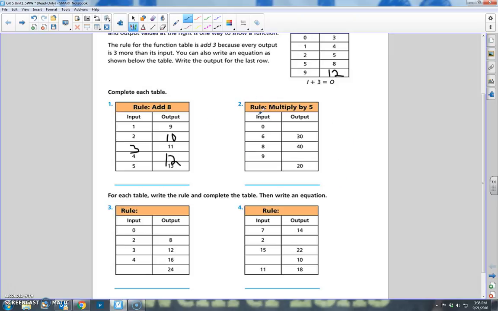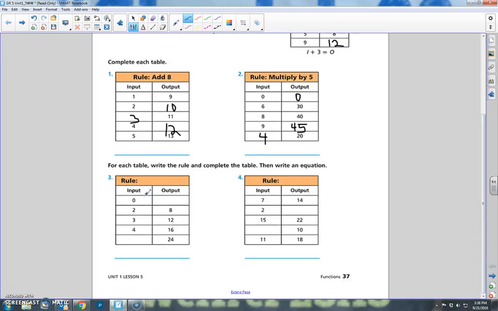And then if you look at number 2, we have 0 times 5, 0. Let's check all these. Even though these are filled in, let's check. 6 times 5 is 30. 8 times 5 is 40. 9 times 5 is 45. Something times 5 is 20. Now think real hard. You got it. It is 4. Let's scroll down a little bit more.